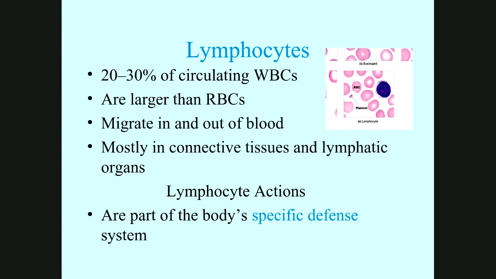Lymphocytes represent 20 to 30% of circulating white blood cells. They are larger than the red cells, as you can see here, the red blood cells, and this is the lymphocyte. They can migrate in and out of the blood. They are mostly found in the connective tissue and lymphatic organs. And of course, they are part of the body's specific defense system.